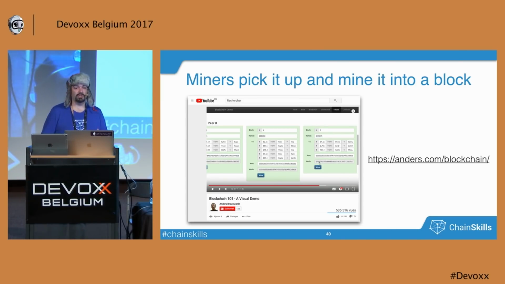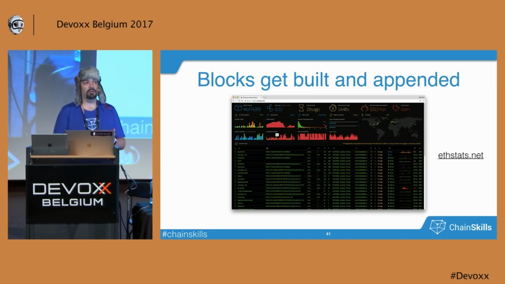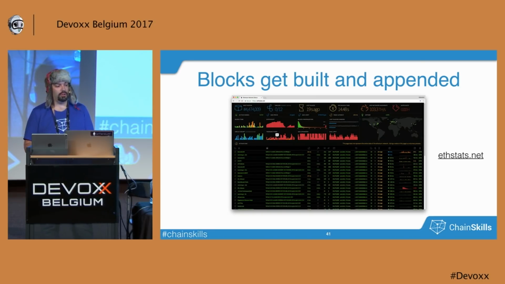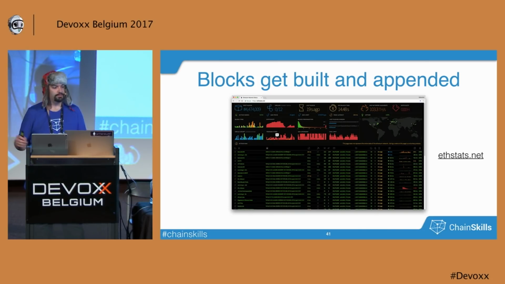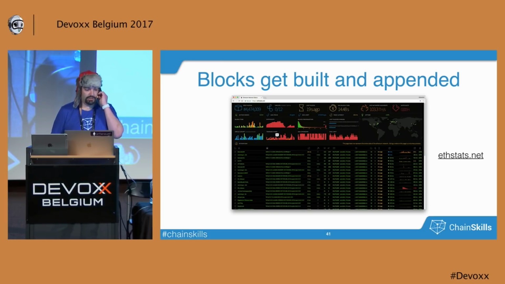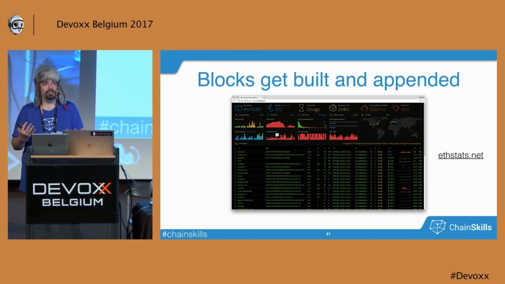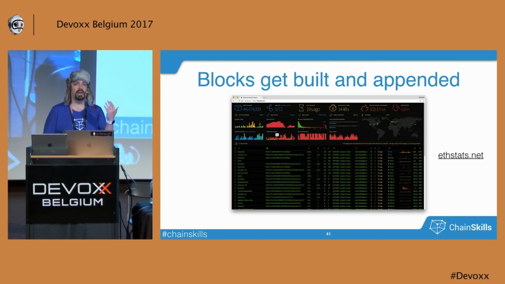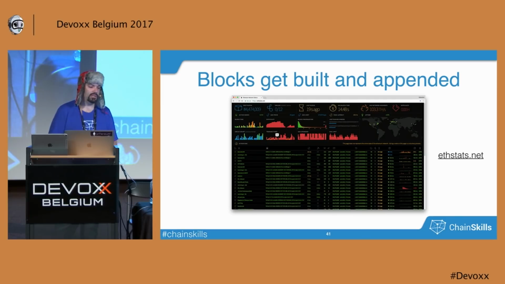So miners pick up your transaction and mine it into a block, and then blocks get built and appended to the chain, at which point they can spread across the network again. And this stats tool is just a way for you to see the actual live blockchain work and see the blocks being added, who the miners are who appended the block, and so on.